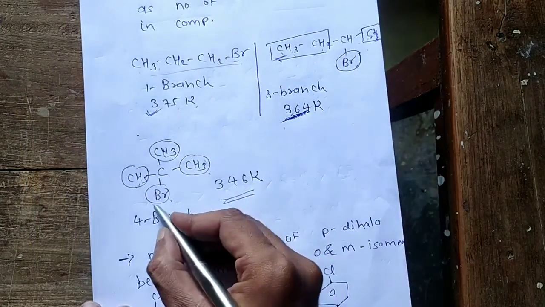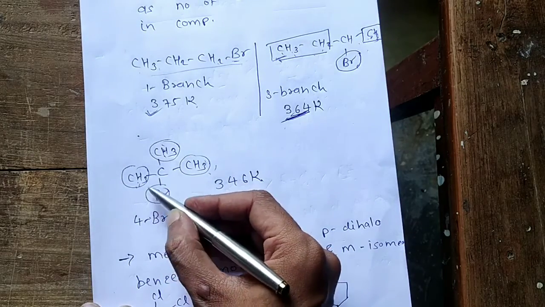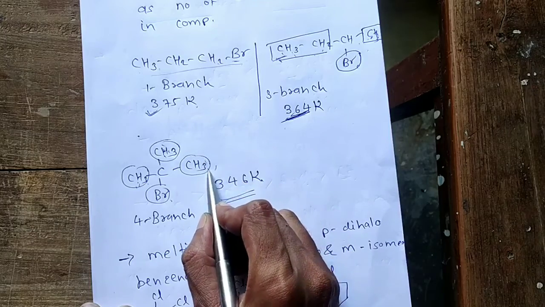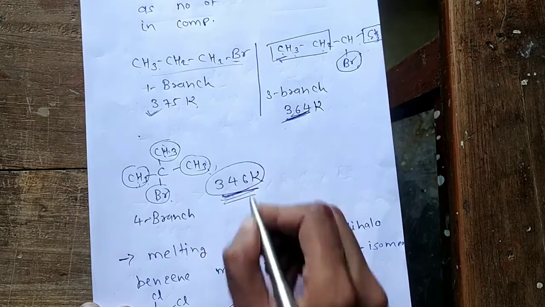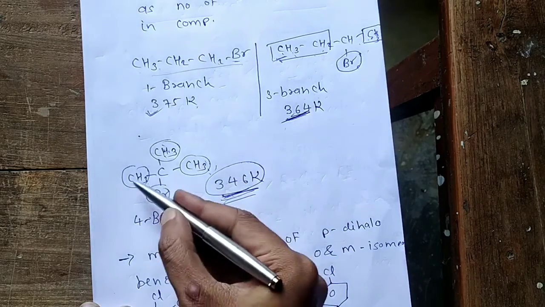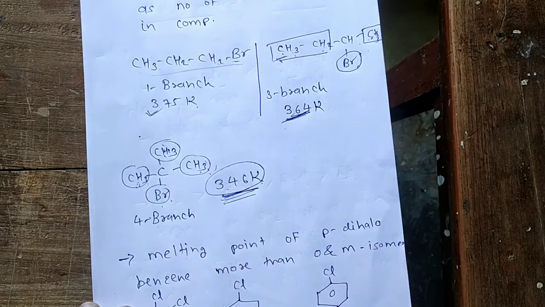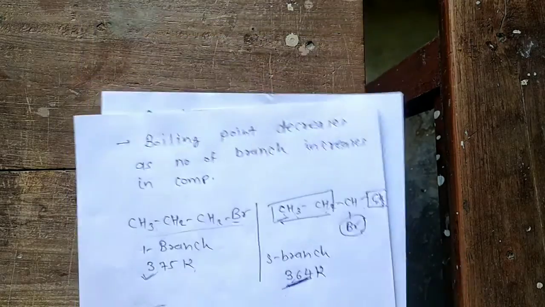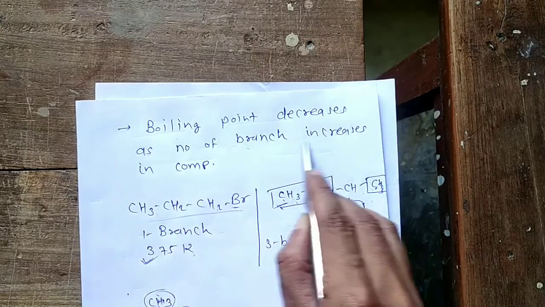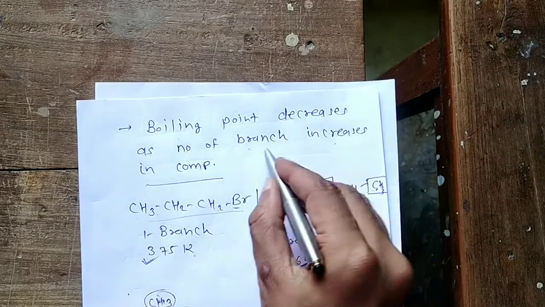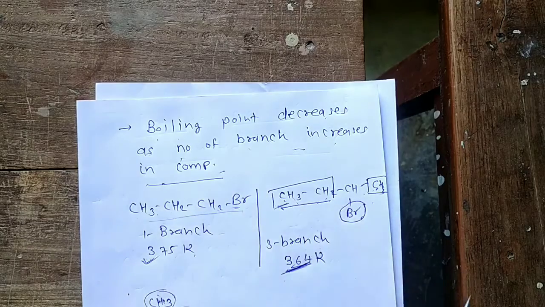Now look at the third structure. It has 4 branches, and as the number of branches increases, the boiling point decreases. The boiling point is 346 Kelvin here. You can see 4 branches are there, so the boiling point decreases to 346 Kelvin. So it is written that boiling point decreases as the number of branches increases in the compound.